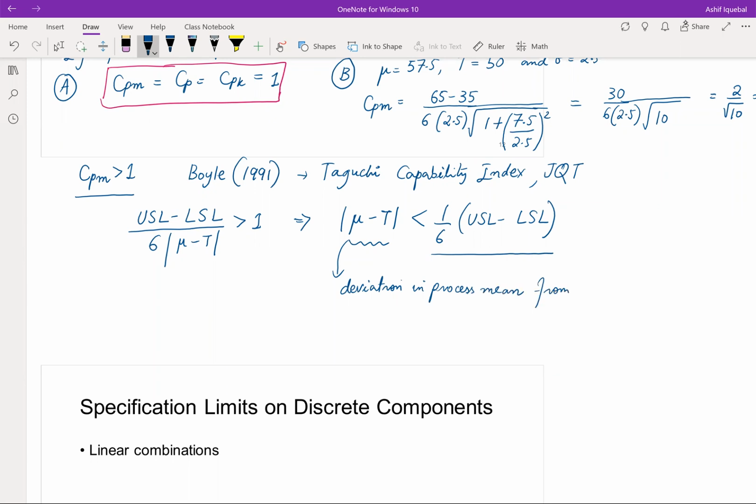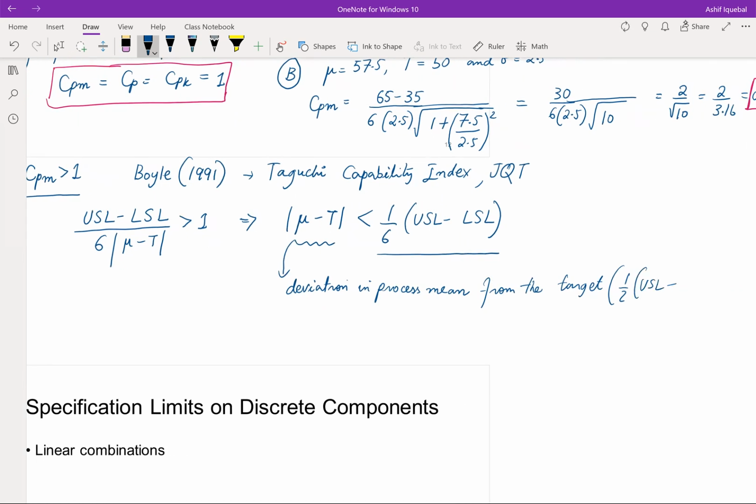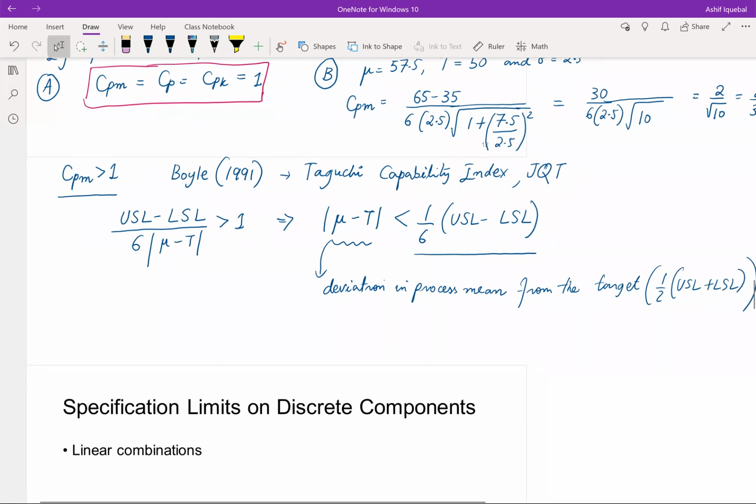from the target. We know the formula for target, right? Target is nothing but half of USL plus LSL. So in order to make sure that CPM is greater than 1, we need to make sure that the deviation in the process mean from the target is less than 1/6 of USL minus LSL. All right, any questions on this one so far?